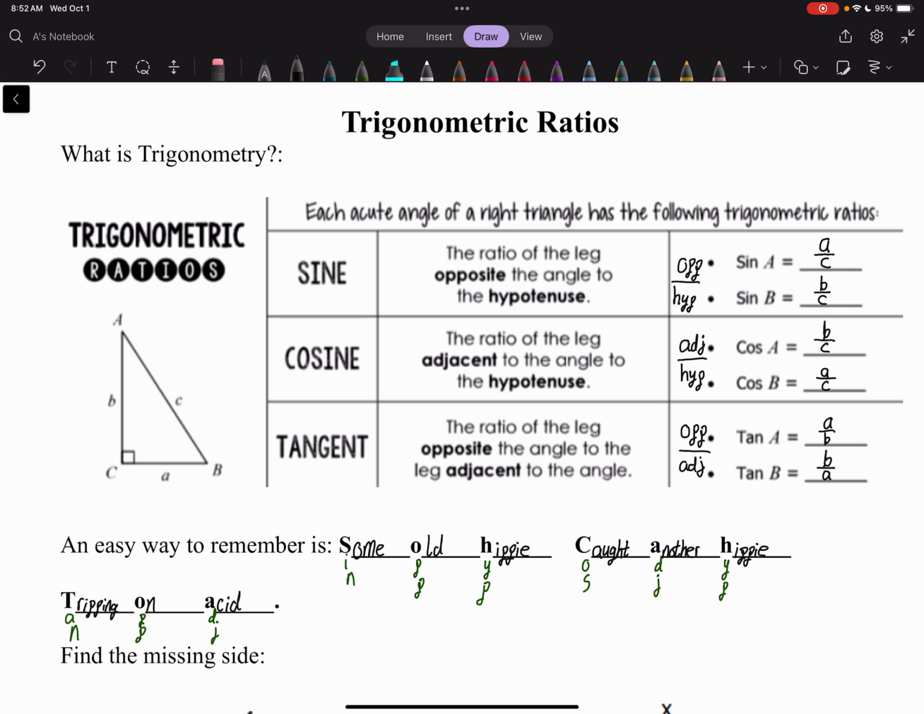What we're looking at today is right triangles and the ratios of sine, cosine, and tangent in them. For sine of my angle theta, it is going to be equal to the opposite leg divided by the hypotenuse. Cosine of theta is the adjacent leg divided by the hypotenuse. And tangent of theta is the opposite leg divided by the adjacent leg.